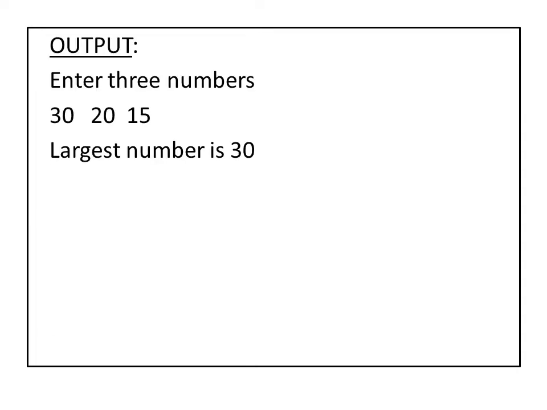This is the output of the previous program, and we enter 3 numbers, 30, 20 and 15, and the if part and all the processing parts are going to be shown on the screen, and it will give us the result that the largest number is 30, which is a.